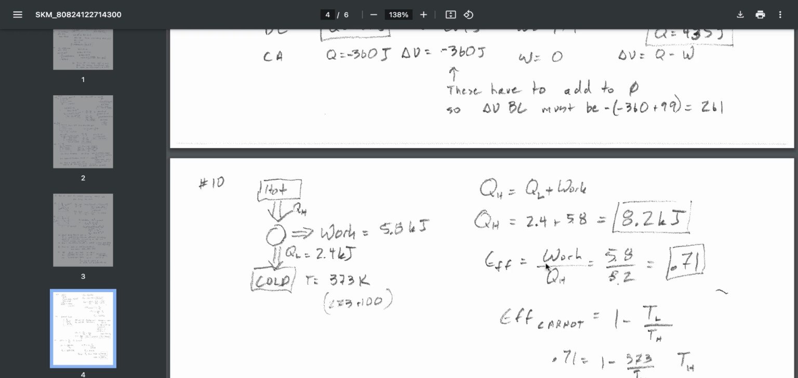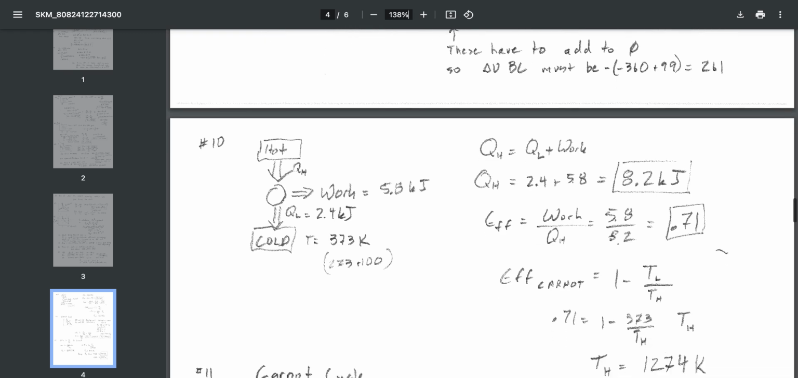The efficiency is always going to be how much useful work you got out of something compared to how much energy you had to put into it. So 5.8 over 8.2 is 0.71. And assuming the engine can be modeled as a Carnot cycle, calculate the temperature of the hot reservoir.